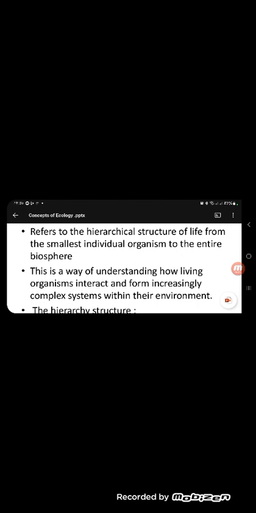The hierarchy has been illustrated below, showing that they start from the individual, which is a single organism of a particular species. It continues to the population, which is a group of individuals of the same species living in a defined area at a particular time.